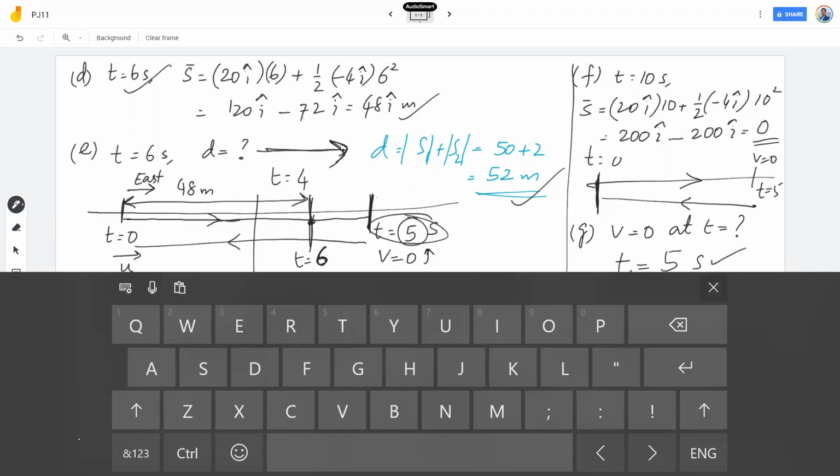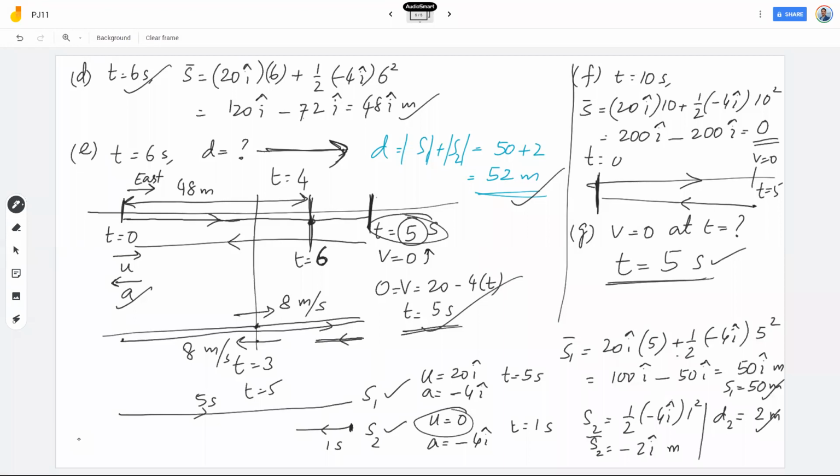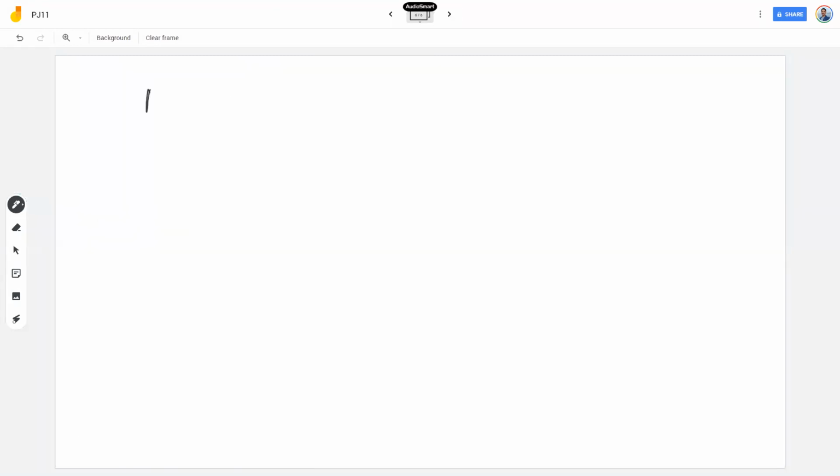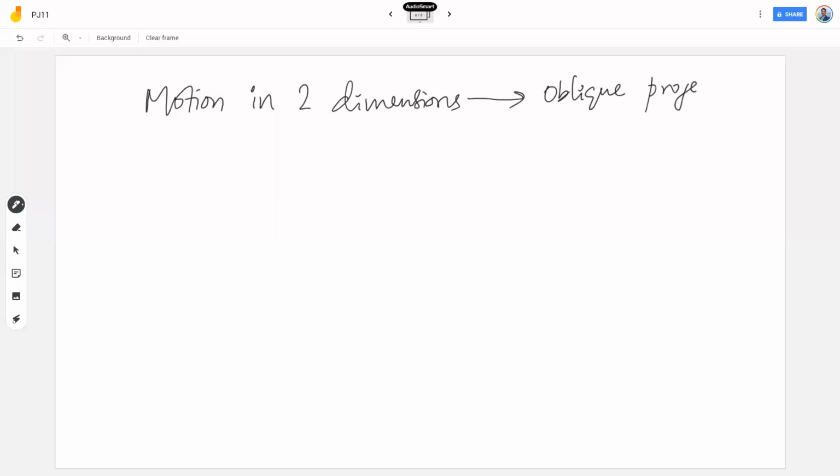Anyway, fine. No issue. So tomorrow, whatever happens, there will not be any recap in vectors. We've already done it several times. Tomorrow we will do motion in 2 dimensions. In that, 2 things we particularly have to do. One thing is oblique projectile, or oblique projection.